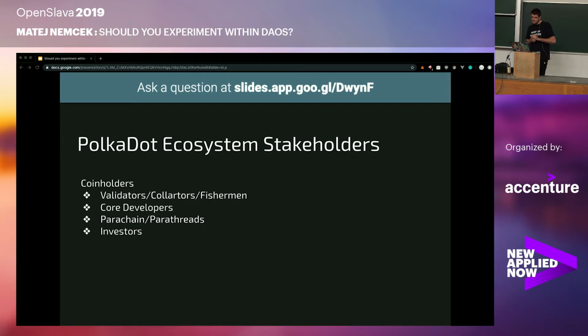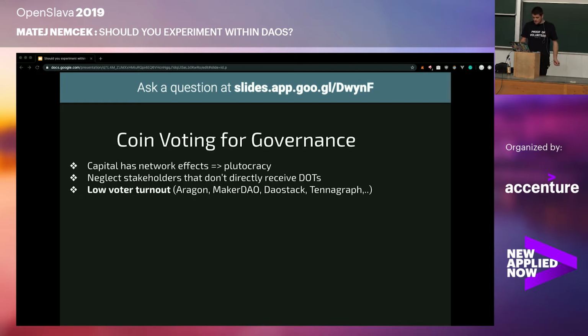Then you have the main personas in the Polkadot world, and these are the types of coin holders: the validators, collators, and fishermen, the core developers, like for example me, the parachain and parathread runners, who buy the parachain slots in the shared security layer, and the investors, literally the DOT holders. You may notice that these four categories of people may, but may not, have shared interests in running toward the same goal.